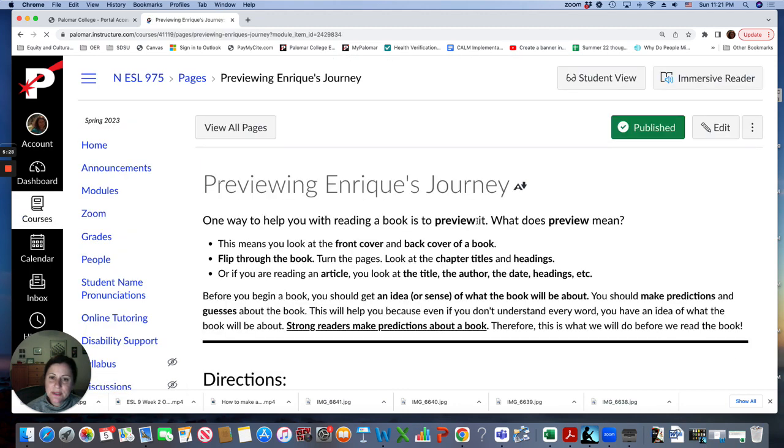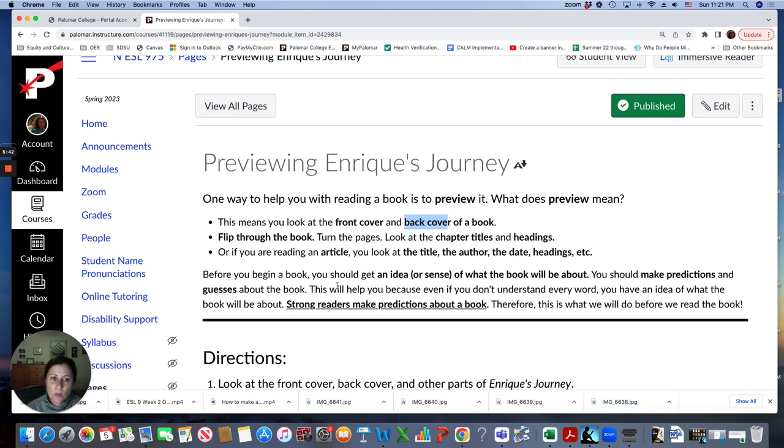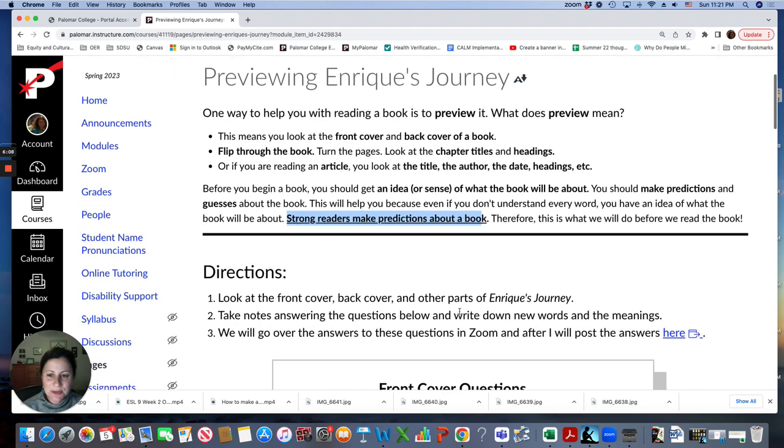The next thing we're going to do is preview Enrique's journey. So this is a reading skill. This means to flip through the book, look at the front cover, look at the back cover, because when you're reading something new, it's good to get an idea or sense of what the book will be about so you can make predictions and guesses. So even if you don't understand every single word, you can guess because you have an idea of what it's about. And actually, research shows that strong readers make predictions about books. So that's what we're going to do.